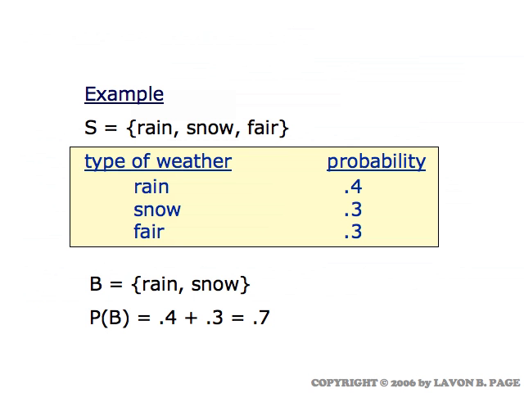Let's take a weather example. Suppose we're going to categorize weather as rain, snow, or fair. So whatever happens, we're going to classify it as one of those 3 types. And let's suppose a weather person has given us these probabilities for the 3 different kinds of weather. Suppose they say this afternoon there'll be a 40% chance of rain, a 30% chance that it's snowing, and a 30% chance that it's not doing either one.